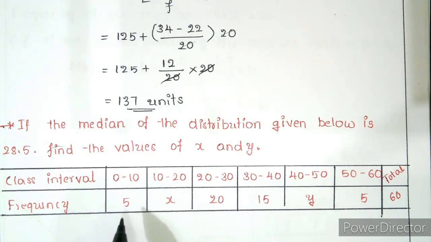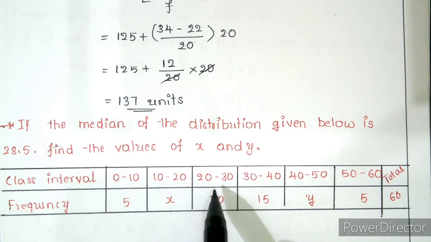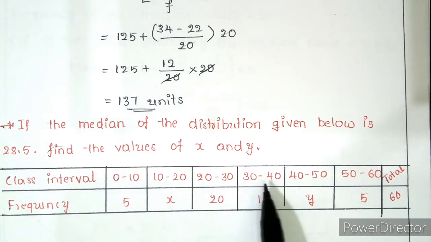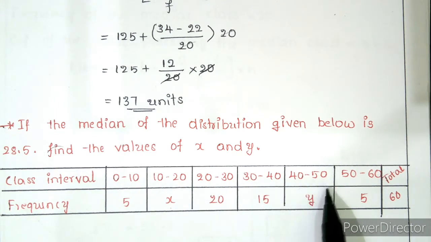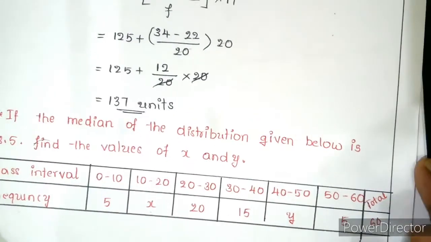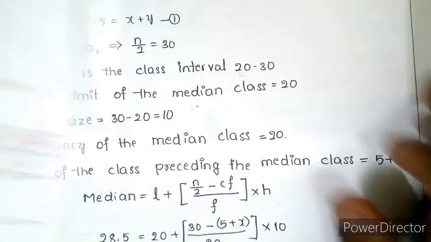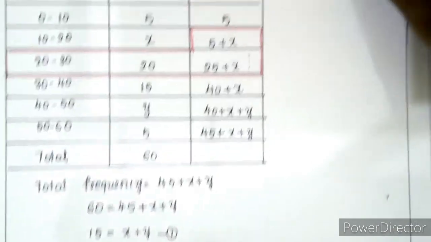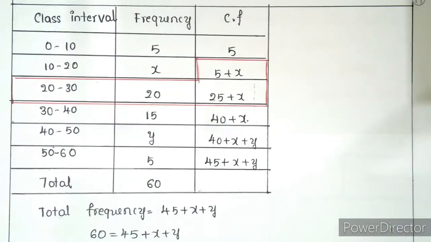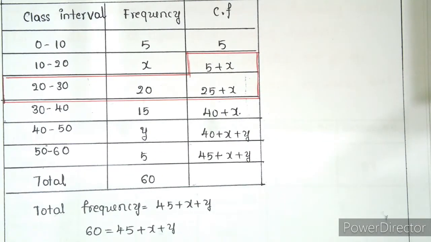So frequency we have 5. The frequency of 10 to 20 they given x, 20 to 30 you have 20, 30 to 40 is 15, 40 to 50 they given y. So you have to find out x and y. Total you have 60. Okay, so this is the tabular column.